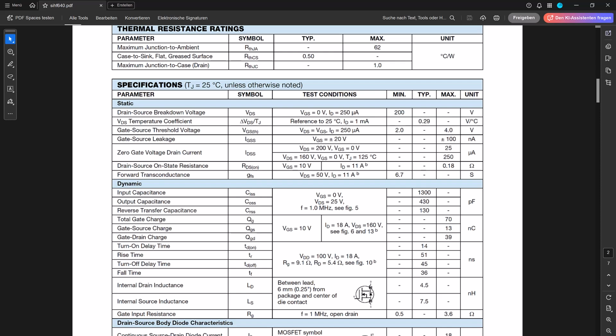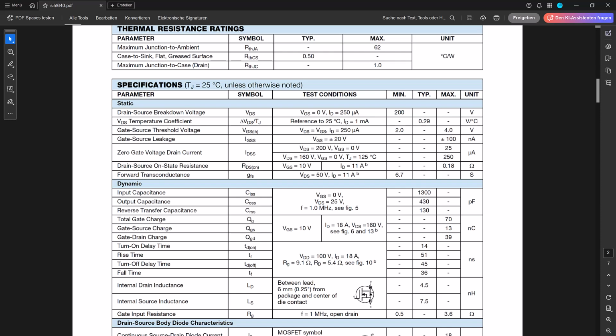QG equals 17 nanocoulombs max, QGS equals 13 nanocoulombs, QGD equals 39 nanocoulombs. Total gate charge. This tells you how much driver current is required to switch the transistor within a given time. For example, if you aim for a 100 nanosecond switching time, the driver must supply roughly 0.7 amperes peak. That's not trivial.